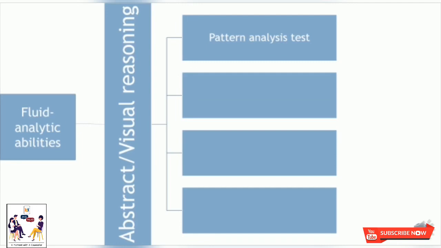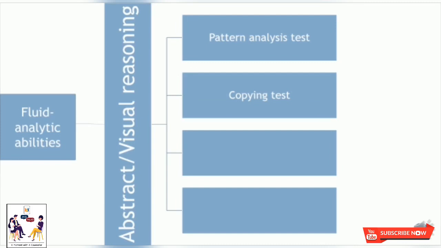The next subtest is the copying test. In the copying test, the subject is asked to either copy or reproduce a block design using a card, or draw geometrical figures by seeing a model.